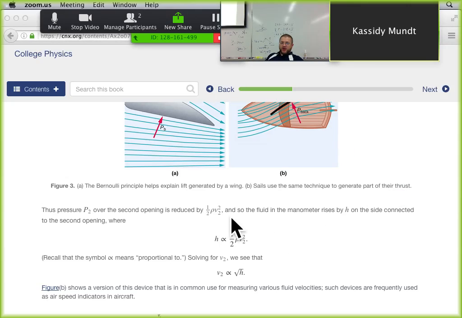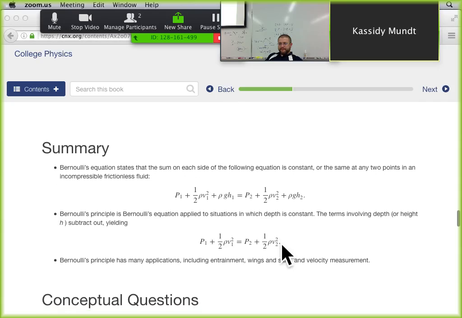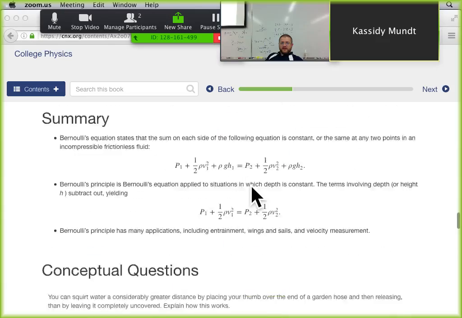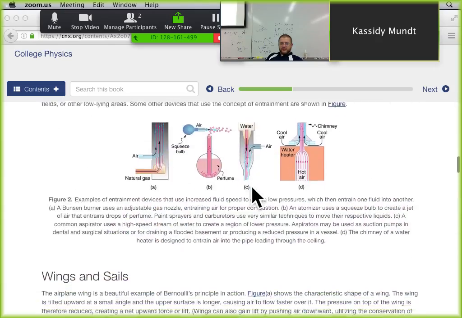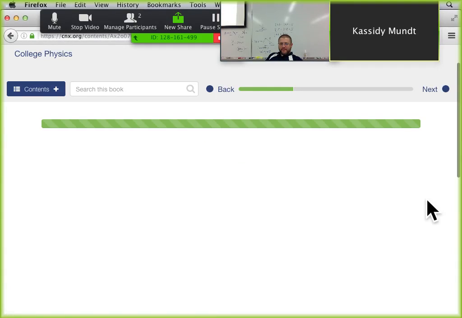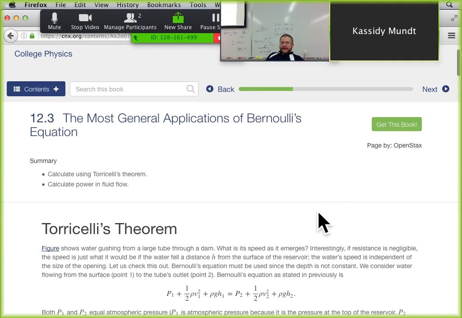And the equations for that manometer are here. The height is proportional to the velocity here of the fluid. So you get this change in height here that is due to that pressure difference. So lots of things that are affected by our friend Bernoulli. And then Torricelli's equation.